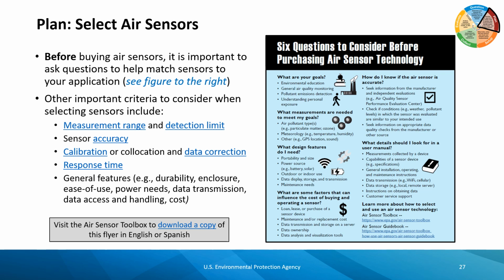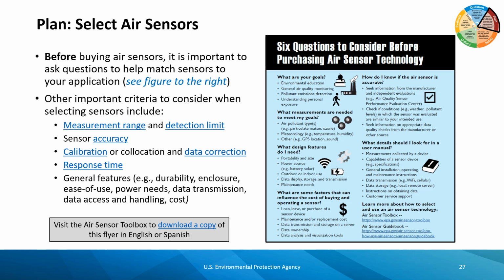When selecting a sensor, it is also important to consider a few other criteria, such as the measurement range and detection limit of a device. Sensor performance may vary if pollutant concentrations are high or low. Some sensors may have trouble detecting pollutant concentrations when they are very low. Sensor accuracy, or how comparable the sensor measurements are to nearby regulatory measurements, may be important if your project requires you to compare these measurements.